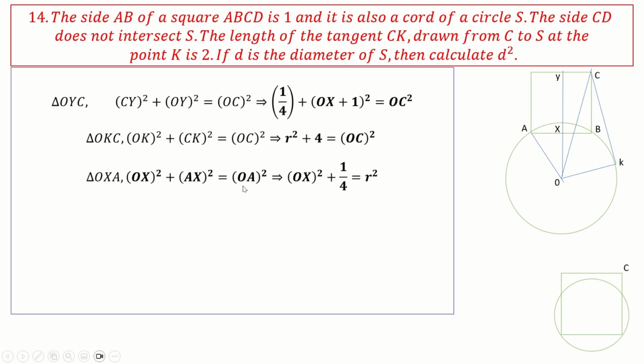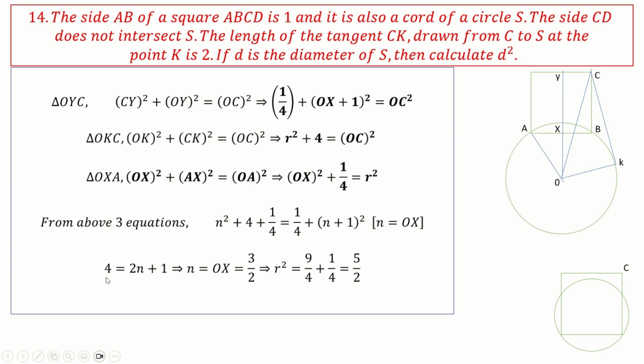So OX square plus AX square equals OA square. That means OX square plus 1 by 4 equals R square. Now from these three equations, let's call OX as n. Then n square plus 4 plus 1 by 4 equals 1 by 4 plus (n plus 1) whole square. If I expand it and cancel, I get 4 equals 2n plus 1, which means n, which is OX, is 3 by 2. So my R square is 9 by 4 plus 1 by 4, which is 5 by 2.